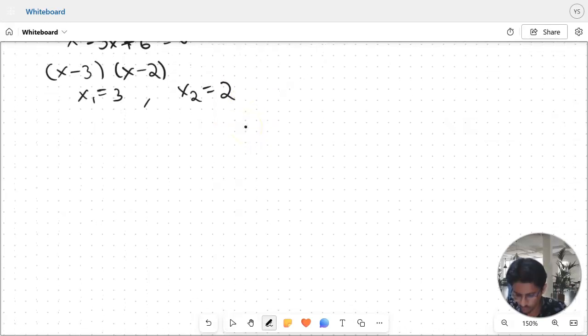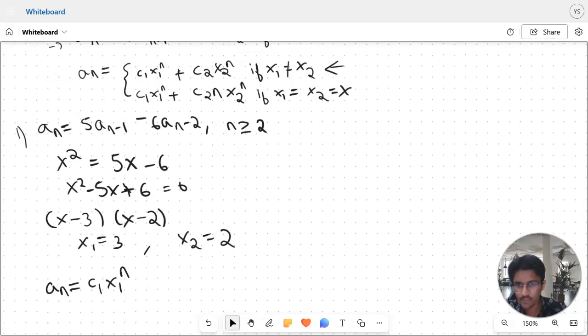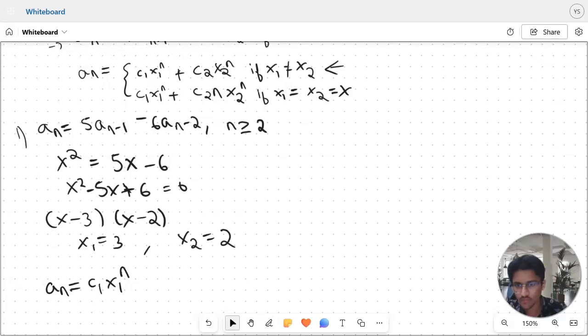So next step, we're gonna say a of n equals c1 x1 to the n power. Again, that's what is over here, and then we're gonna add that to c2 x2 to the n power.